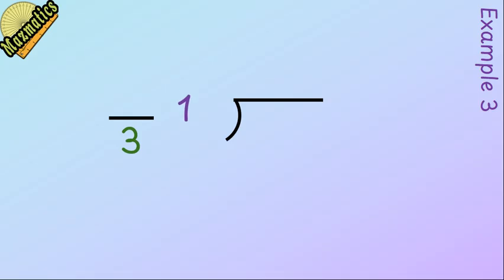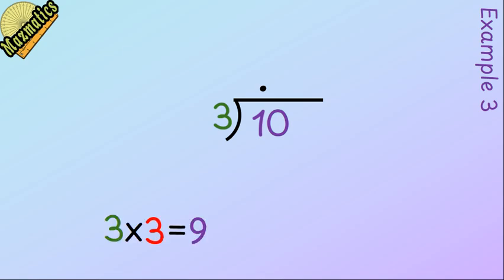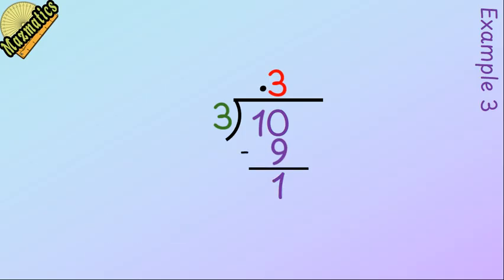Let's divide 1 by 3. First we write 1 divided by 3. Since 3 cannot divide 1, we place a decimal point in the quotient and add a 0 to the dividend. Now we divide 10 by 3. 3 goes into 10 3 times because 3 times 3 is 9. We write 3 in the quotient and subtract. 10 minus 9 leaves a remainder of 1.